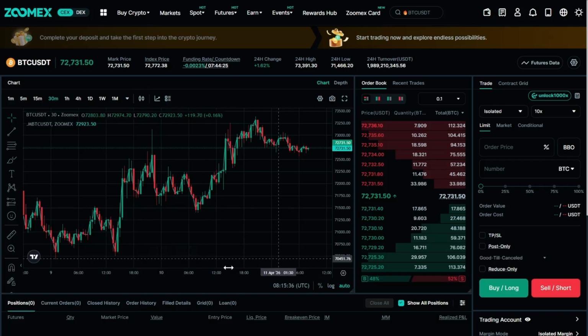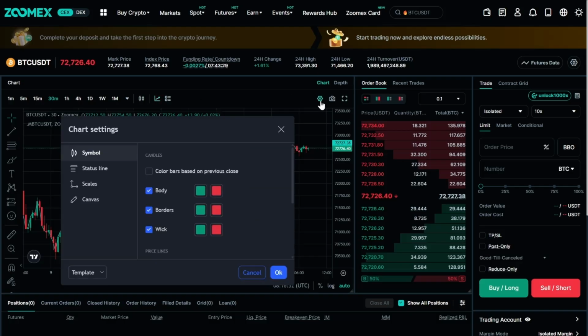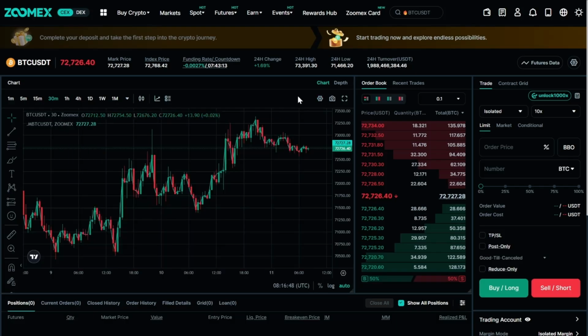Here we have the trading view chart. This is where you can see how price is moving in real time. You can change the time frame to view different time horizons, use drawing tools to mark key levels, and add indicators to help analyze the markets. You can also adjust chart settings to customize how everything looks. Most traders use this chart to spot trends and find better entry and exit points.